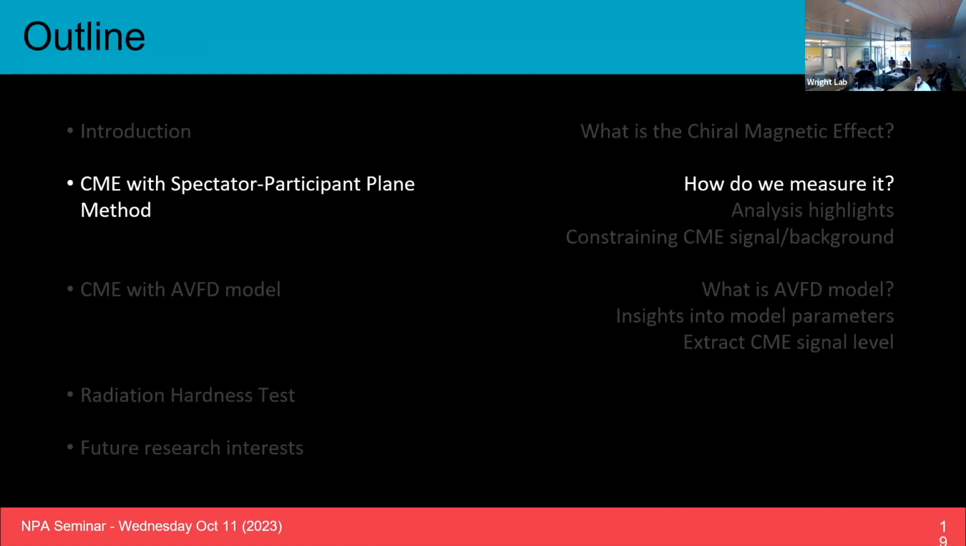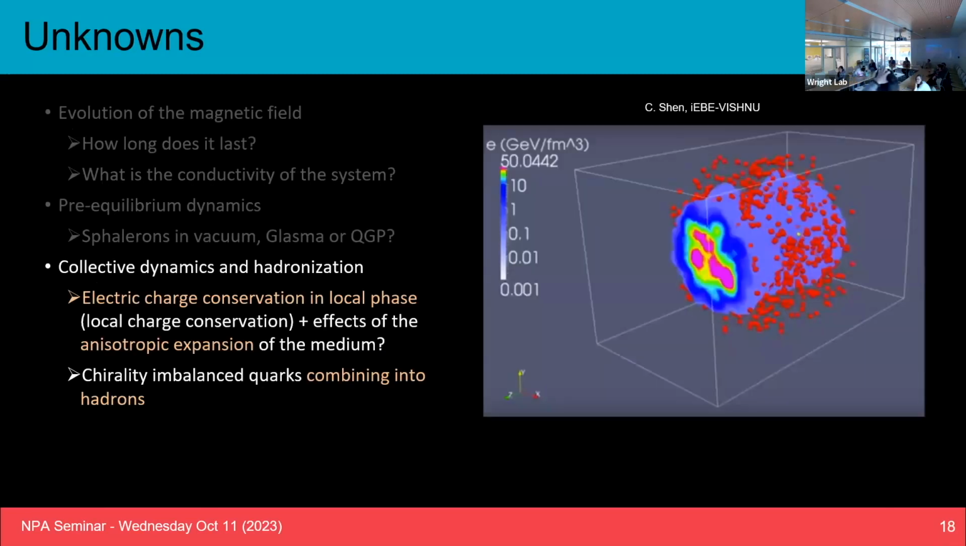So now I talk about the main analysis, where I use the spectator-participant method. If you go back, I said the chirality is conserved over the medium, right? This imbalance is only local. Yeah, exactly. It's local.